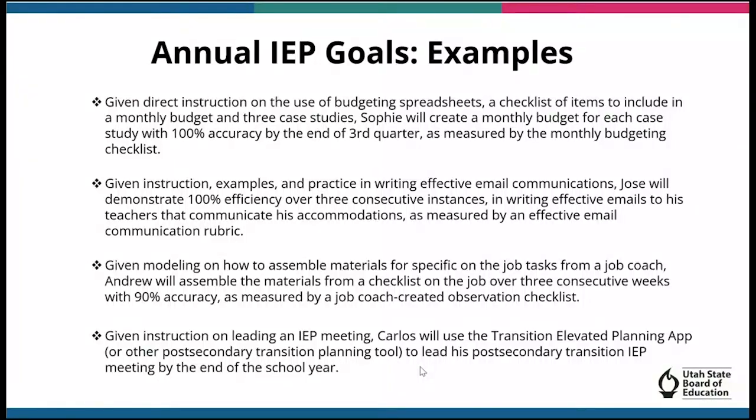Given instruction, examples, and practice in writing effective email communications, Jose will demonstrate 100% efficiency over 3 consecutive instances in writing effective emails to his teachers that communicate his accommodations as measured by an effective email communication rubric. Given modeling on how to assemble materials for specific on-the-job tasks from a job coach, Andrew will assemble the materials from a checklist on the job over 3 consecutive weeks with 90% accuracy as measured by a job coach-created observation checklist.